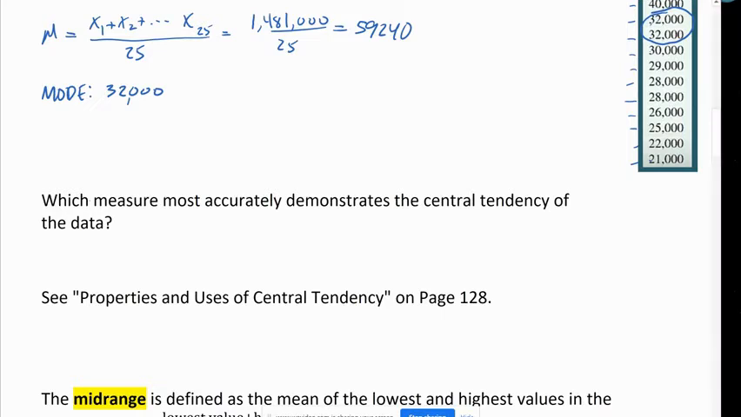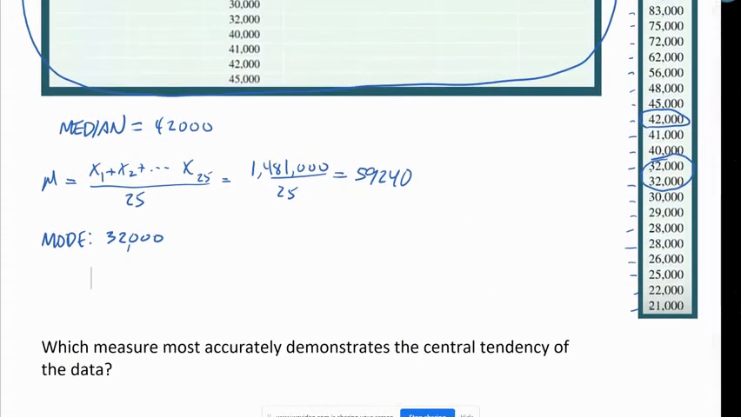Okay, now it's asking which measure most accurately demonstrates the central tendency of the data. And so we have these 3 items, and depending on the data set, sometimes the median, sometimes the mean, sometimes the mode most accurately describes the data set.